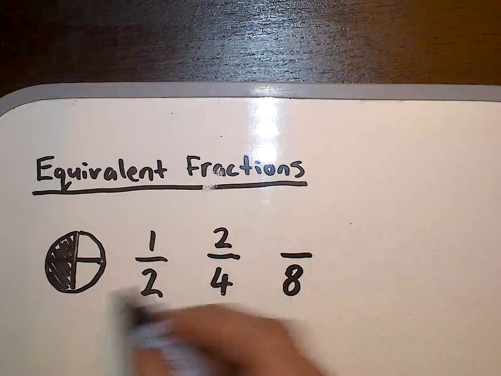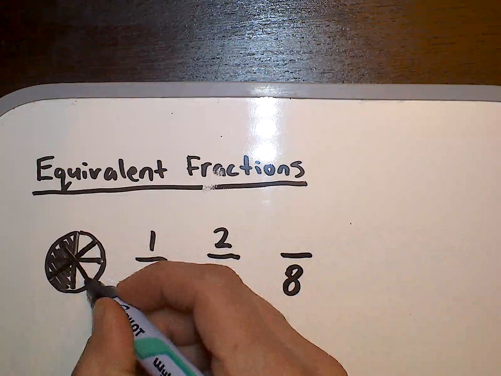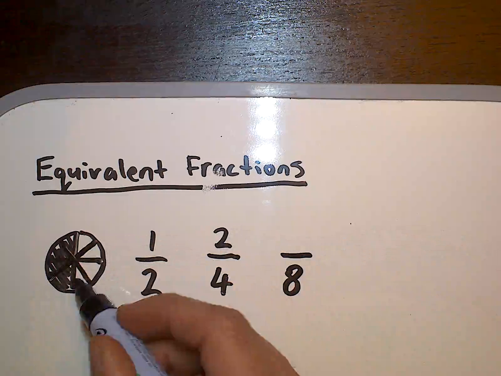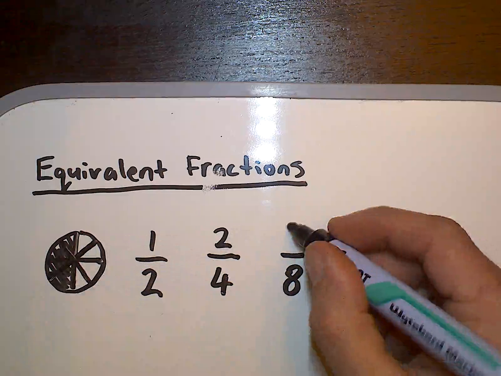Let's go back to our diagram. Change this so we can have 8 equal parts. There we go. We have 8 equal parts. 1, 2, 3, 4, 5, 6, 7, 8. Now out of those 8, 4 are shaded.